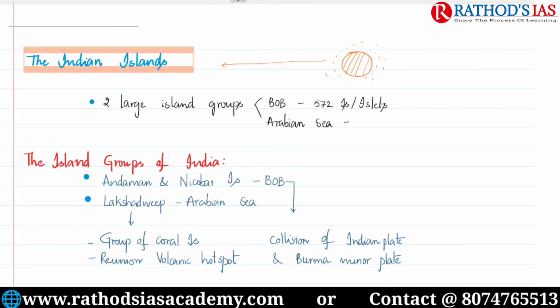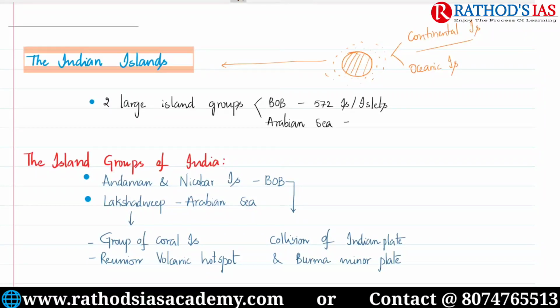If you're talking about the types of islands, we commonly have two types. The first one is continental island, and the second one is oceanic island. So what is the difference between this continental island and oceanic island?